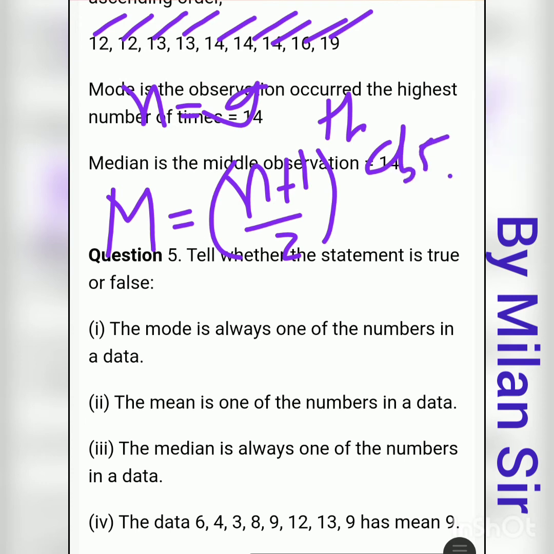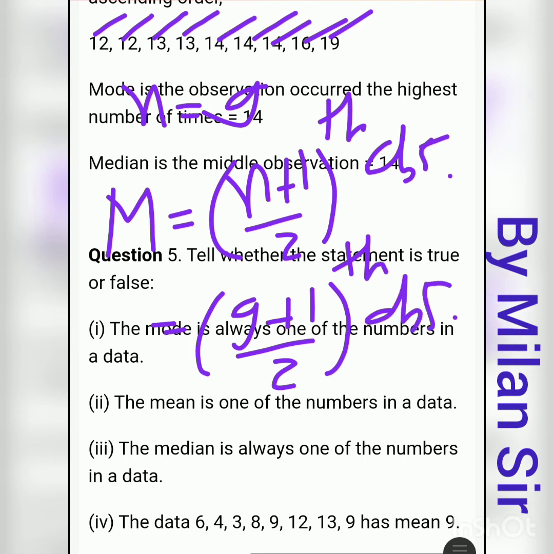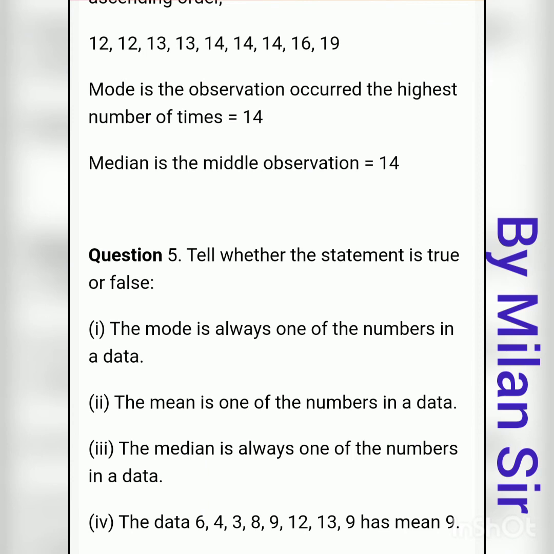Put the value of n here. So (9 plus 1) divided by 2th observation. So 9 plus 1 is 10, 10 by 2 is the 5th observation. Okay, so we need to find the 5th observation. Just count here: 1, 2, 3, 4, 5. So at the 5th position we have the answer 14. So median is equal to 14.